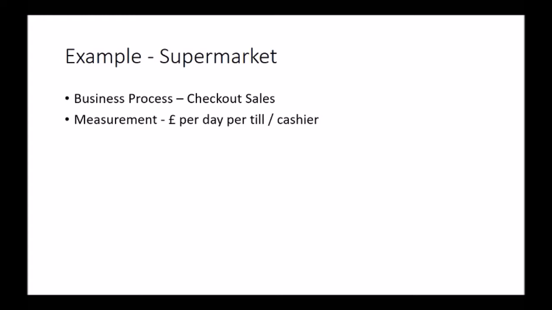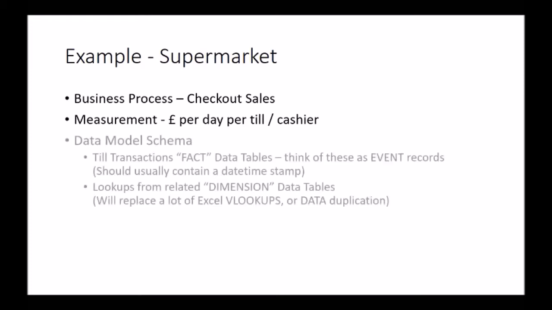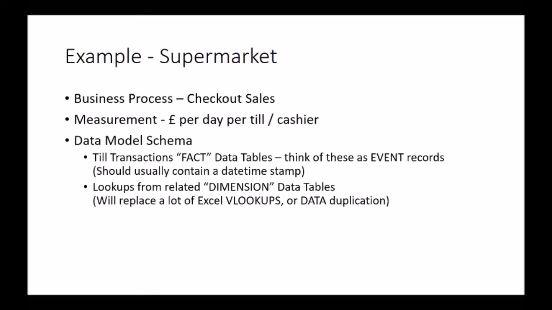For our example, we're going to look at it by makes of till and by categories of cashier, where the cashiers are either new cashiers, medium-term employees, or long-term employees. And once we know these two things, we're going to build our data model.